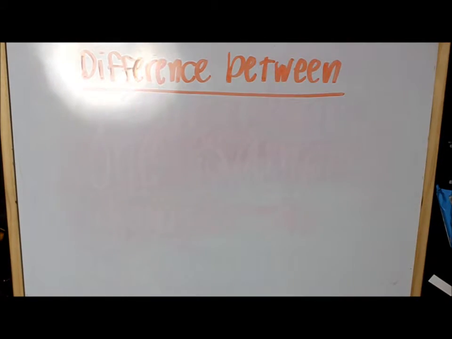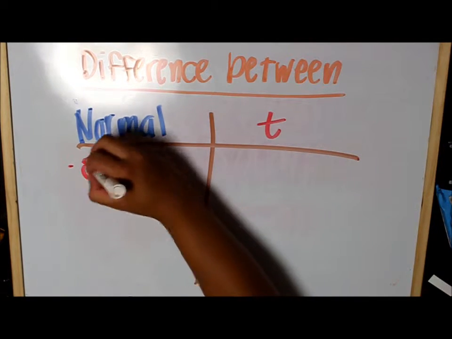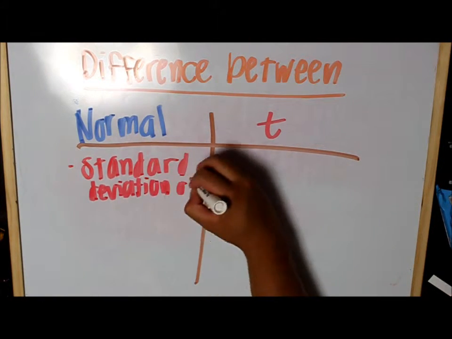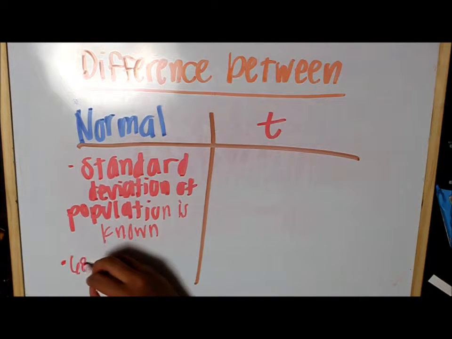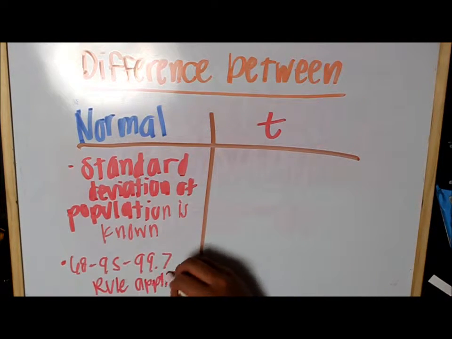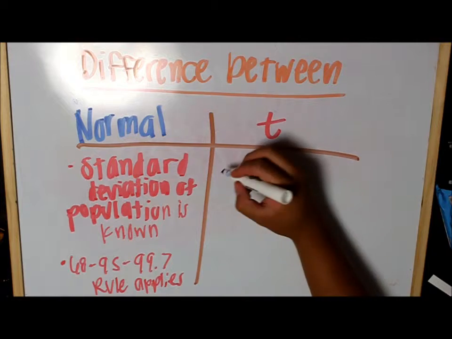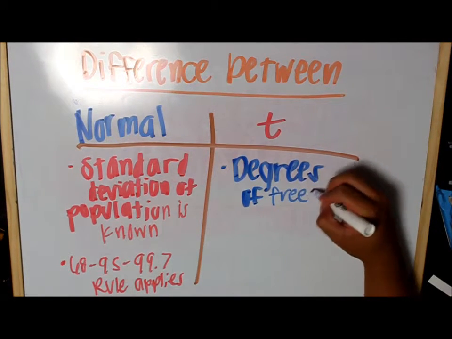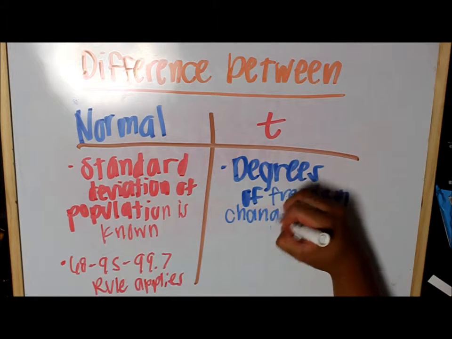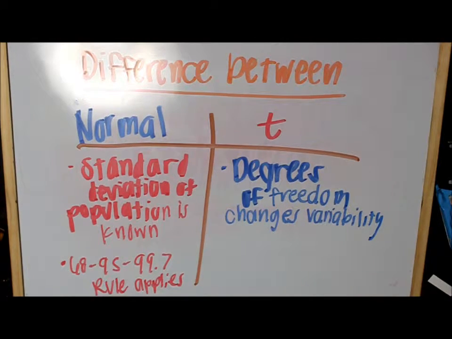Okay, first I'm going to talk about the difference between the normal model and the t model. In the normal model, the standard deviation of the population is known, and therefore the 68, 95, 99.7 rule will apply. But with the t model, the standard deviation of the population is not known, and the degrees of freedom change the variability, so the 68, 95, 99.7 rule doesn't apply to it.